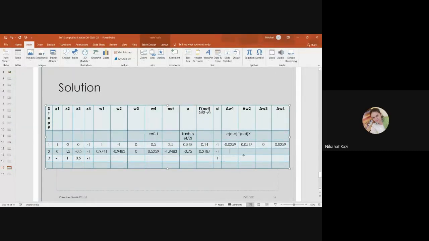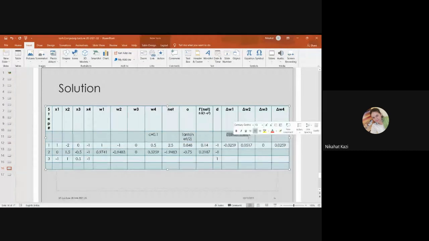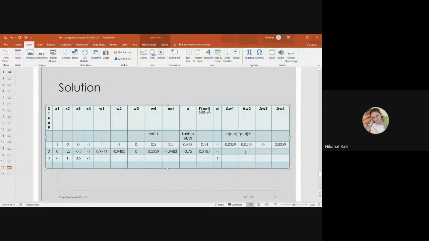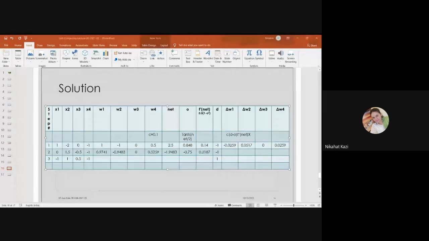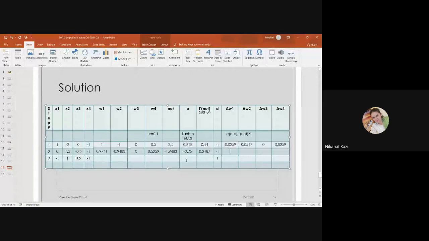Similarly compute these. So you understand that this is complex to solve. If you get a problem on delta learning rule, you have to be careful and fast enough with the calculations. Okay. So delta W values. First, this is 0 only, because x1 is 0, right? So now just compute C into D minus O into F dash net.